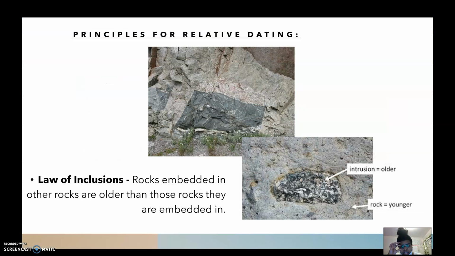And then law of inclusion. This one is simply stating that rocks that are embedded in other rocks are older than those rocks that they are embedded in.